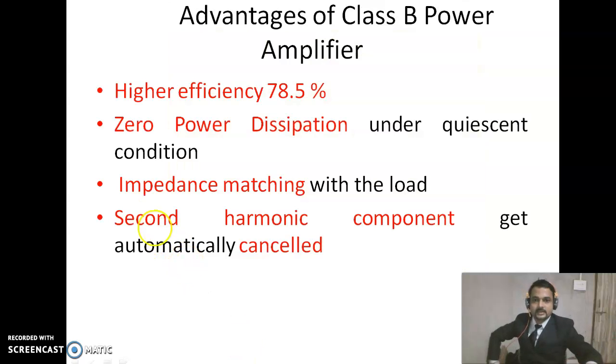So what are the different advantages? It has higher efficiency, 78.5%, zero power dissipation under quiescent conditions, and impedance matching with the load. Second, harmonic components get automatically cancelled. Harmonics mean unwanted signal, unwanted noise which is present in the given signal; it is automatically cancelled. High efficiency of 78.5% and zero power dissipation under quiescent conditions.